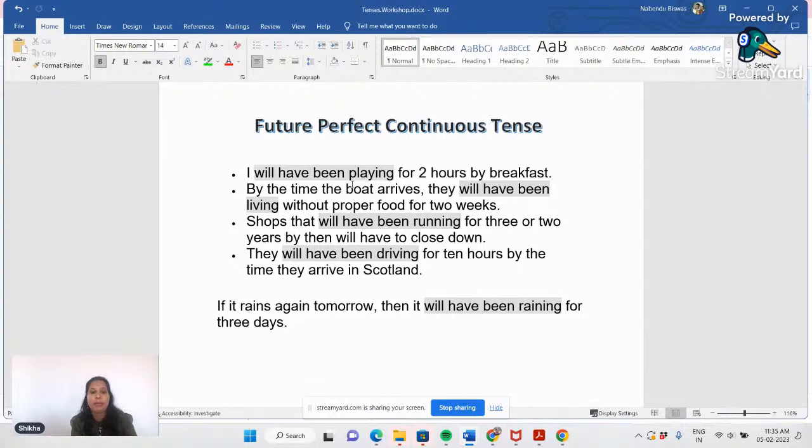In the same way, by the time the boat arrives, they will have been living without proper food for 2 weeks. Shops that will have been running for 2 or 3 years by then will have to close down. And the last example is: they will have been driving for 10 hours by the time they arrive in Scotland. So maybe these people are driving to Scotland and they are saying that they will have driven for 10 hours by the time they reach Scotland. Okay, so I hope your understanding about tenses is clear.